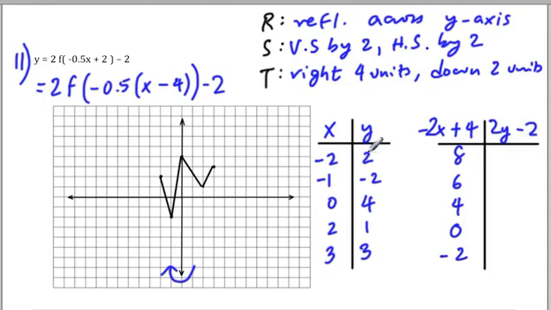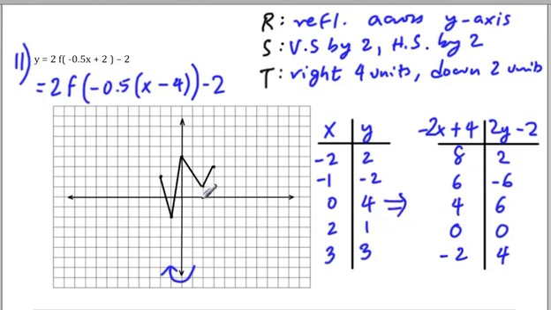Now, with the y's, let's do that. So 2 times 2 is 4. 4 minus 2 is 2. Negative 2 times 2 is negative 4. Negative 4 minus 2 is negative 6. 4 times 2 is 8. 8 minus 2 is 6. 1 times 2 is 2. 2 minus 2 is 0. And finally, 3 times 2 is 6. And 6 minus 2 is 4. Right? So these are a new set of points, and now all we have to do is just plot them.